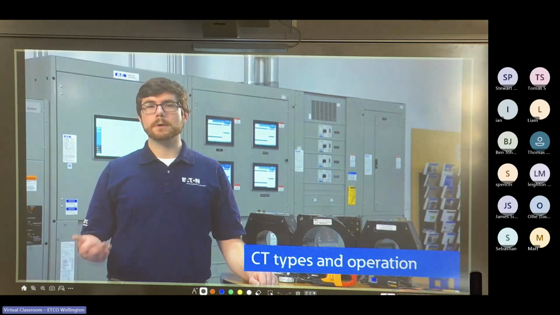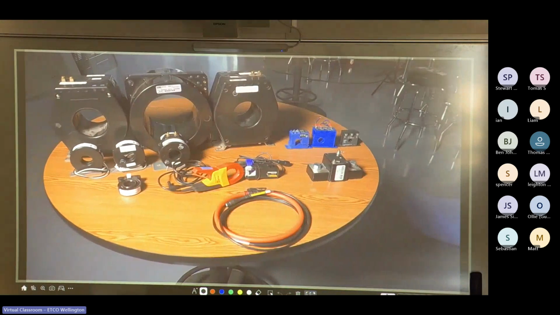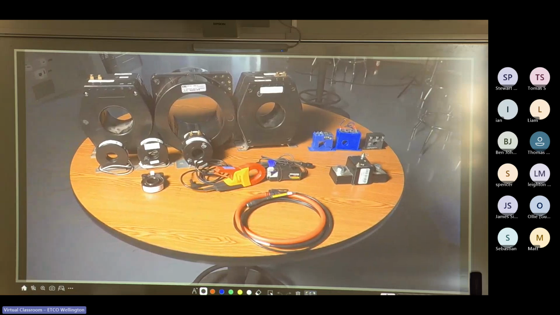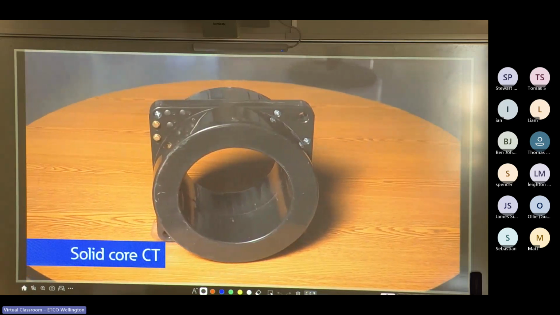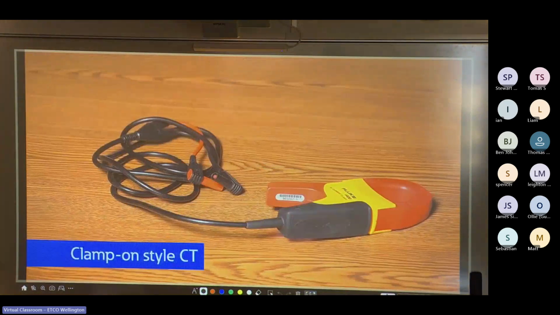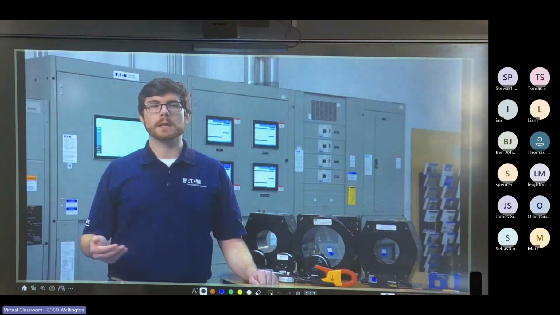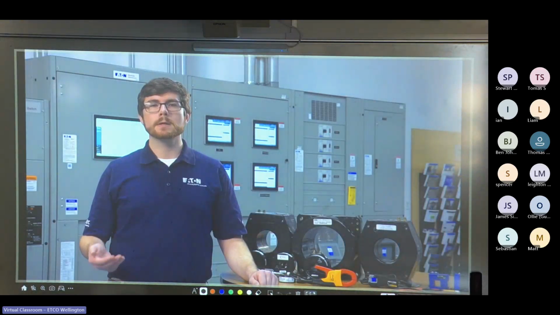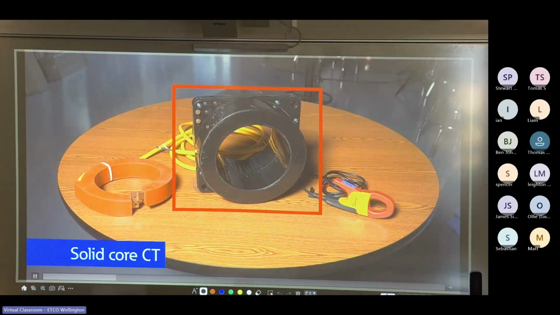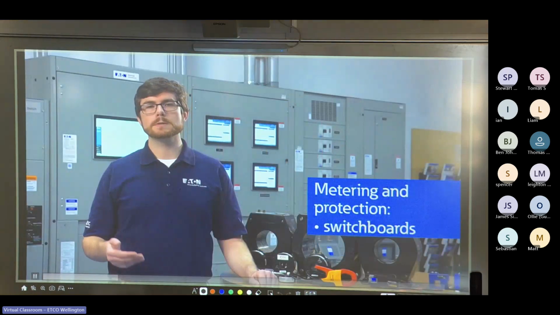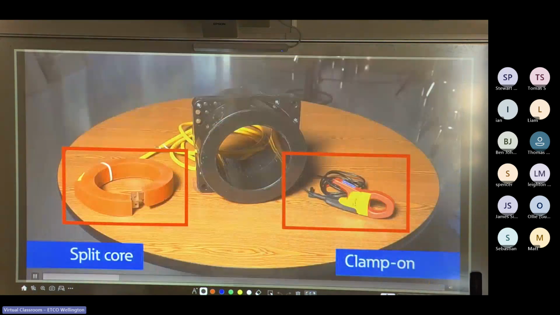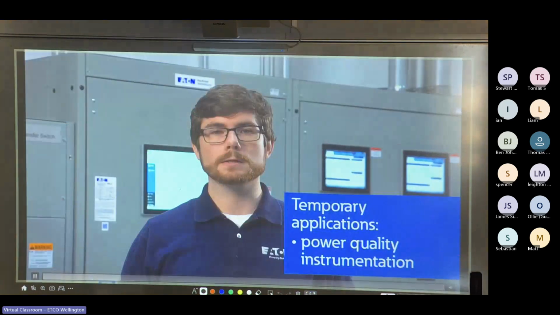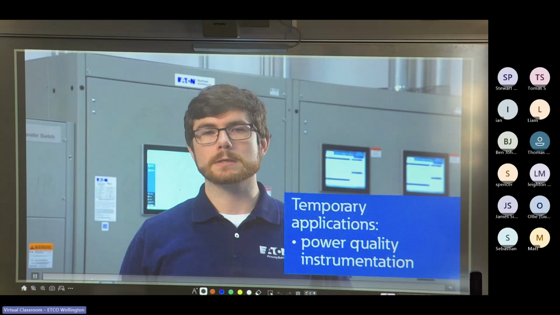Current transformers are primarily used for metering and protection applications and come in various sizes, shapes, and ratings. CTs can be solid core, split core, or clamp-on styles for both low voltage and medium voltage applications. Solid core CTs are generally more permanent, and are most commonly found for metering and protection in switchboards, panel boards, and switchgear. Split core and clamp-on CTs are generally used in more temporary applications, such as power quality instrumentation.